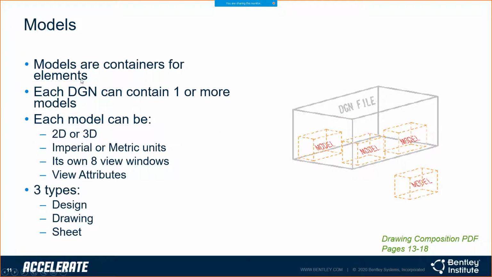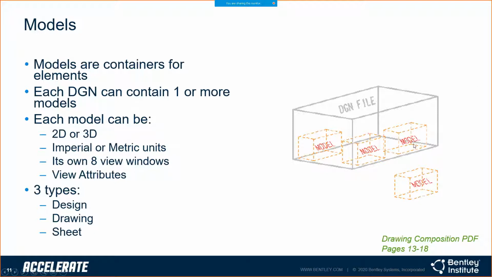Models have been around for a long time, but for the most part we've mainly used design models to do everything we've been doing. This is pre-MicroStation V8i, of course I'm dating myself here, but back in the day, each DGN didn't have models. There was one model. The DGN itself was either 2D or 3D, imperial or metric, and so on and so forth.